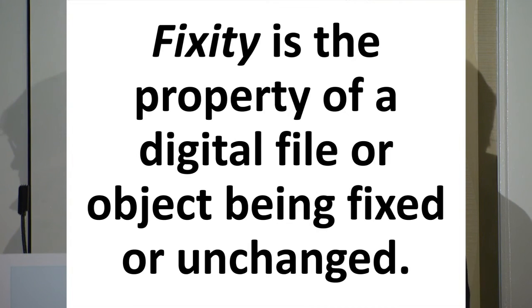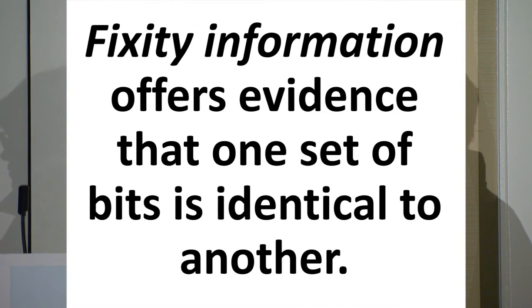But surely there must be an easier way to determine if files that are supposed to be the same really are the same. And there is. It's called Fixity. Fixity is the property of a digital file or object being fixed or unchanged. In this sense, it's synonymous with bit-level integrity. Fixity information offers evidence that one set of bits is identical to another. The most widely used tools in creating Fixity information are checksums like CRCs, or cryptographic hashes like MD5 or the various SHA algorithms. Other data points, such as expected file size and file count, can also provide basic high-level fixity information.